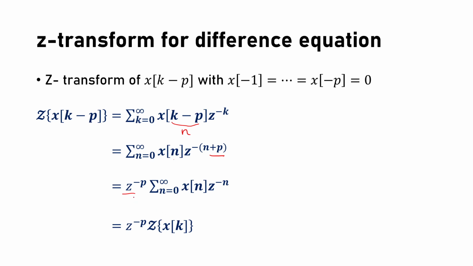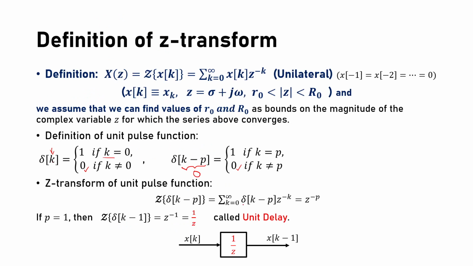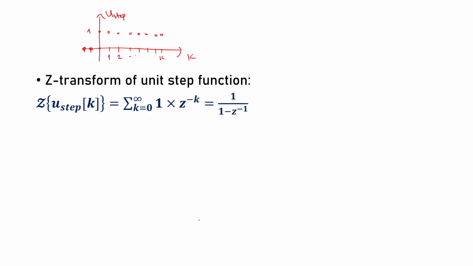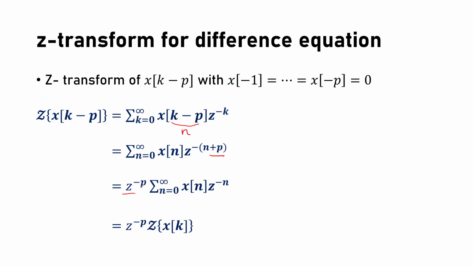Actually, you have seen that z to the minus 1 is a unit delay. So z to the minus p is a delay of p time. If you compare to here, z to the minus 1 means unit delay, and here you have z to the minus p, then it is a p-time delay. So it's very convenient. When you transform the sequence h of k minus p, you just get z to the minus p times the Z transform of h of k.